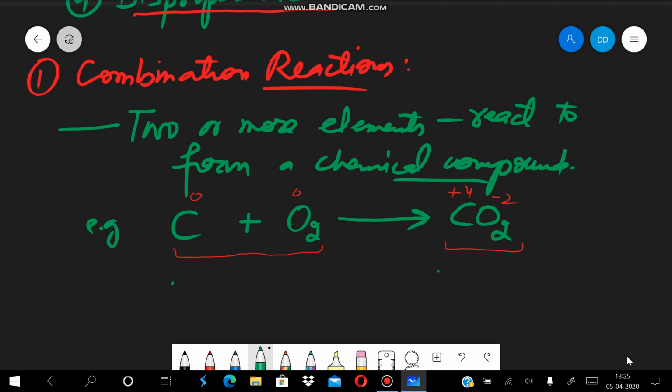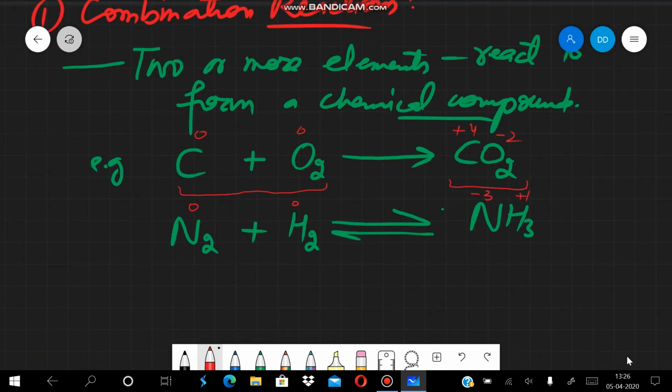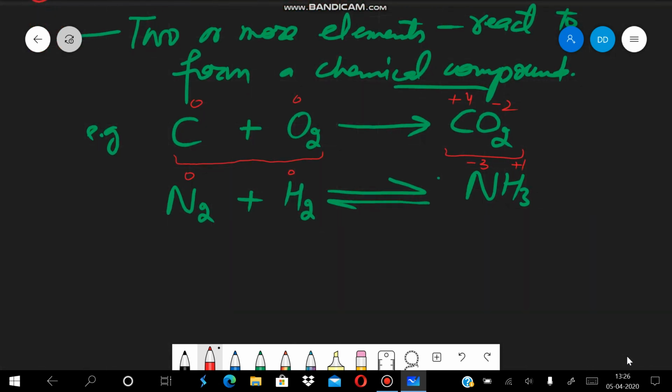Similarly, when nitrogen and hydrogen gases are heated together in presence of some suitable catalyst, we get ammonia as the product. Again, we can see that nitrogen in this case is undergoing reduction because it undergoes a decrease in oxidation number, and hydrogen undergoes oxidation because its oxidation number is increasing.